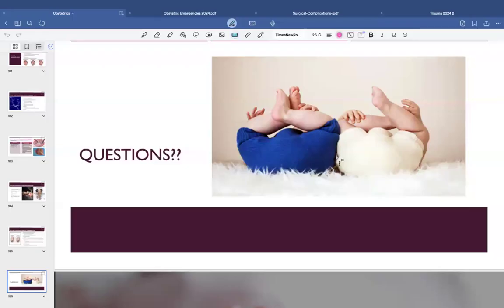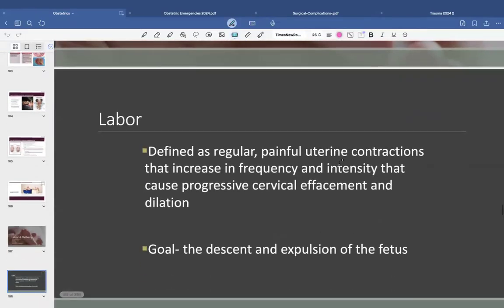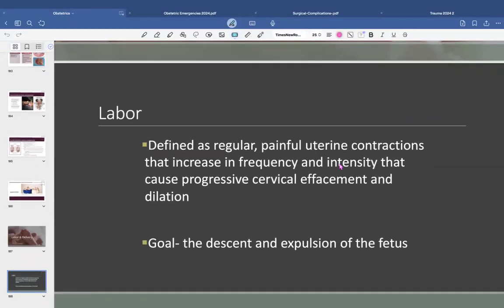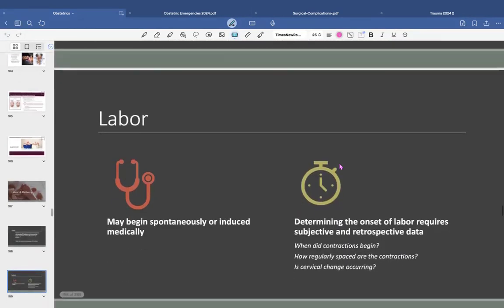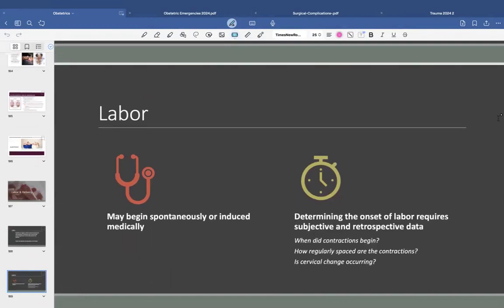The goal of labor is, of course, the descent and the expulsion of the fetus. Expulsion, get it out. Labor may begin spontaneously, or it could be induced medically. Determining the onset of labor requires subjective and retrospective data. So when do the contractions begin? How regularly spaced are the contractions? Is the cervix changing? Is it dilating? What's occurring with changes in the cervix? Those are all going to help us determine what's going on in labor.